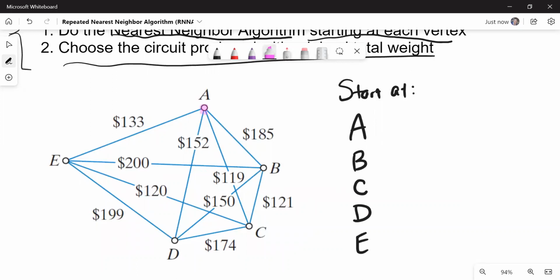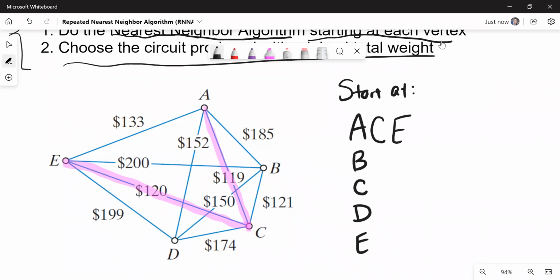So let's try it. Starting at A, what is the cheapest route out of there? Well, I can go 133, 152, 119, or 185. So it's pretty obvious the cheap one of those is $119. So we choose the 119, all right? And so we go from A to C, and we're just going to continue our way around that. The next cheapest route from C looks like it's going to be $120 to go across to E, all right? So I'm going to go next to E.